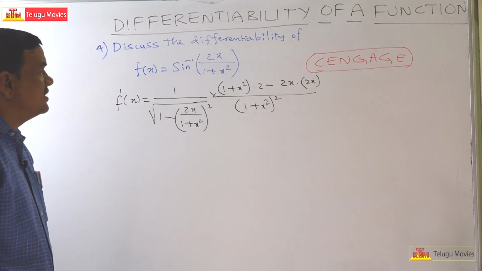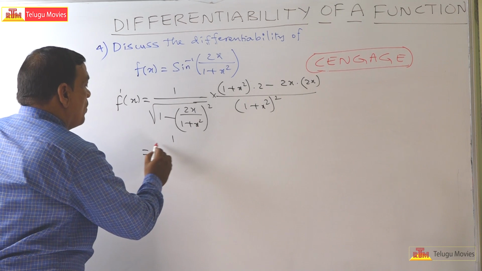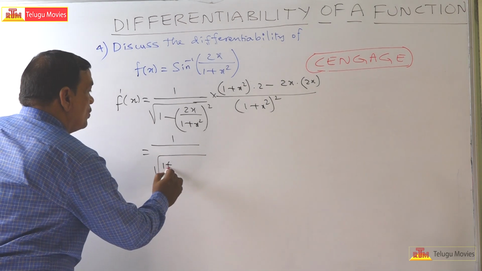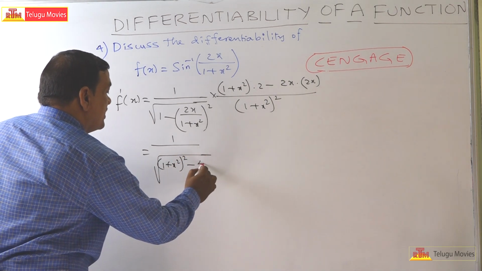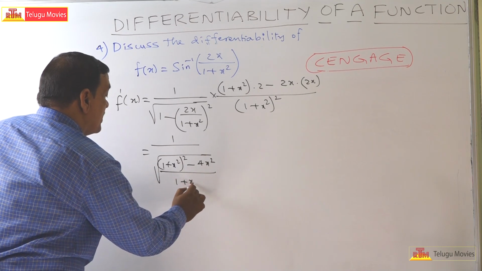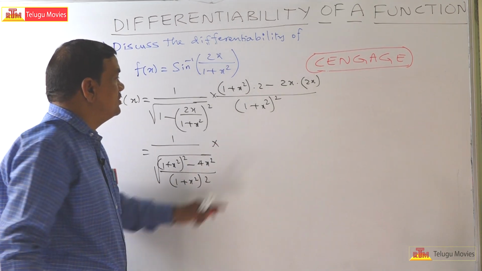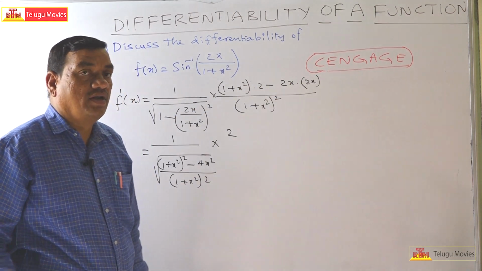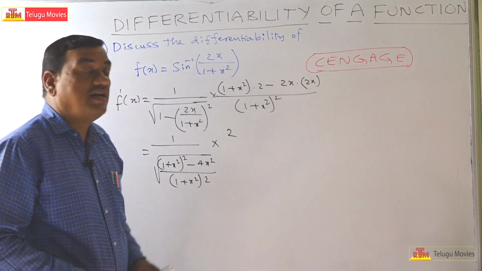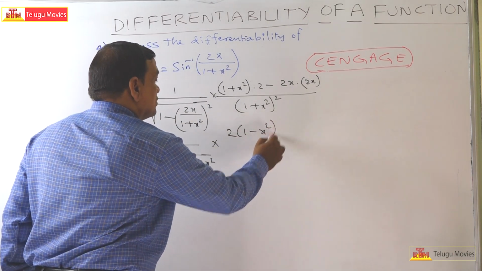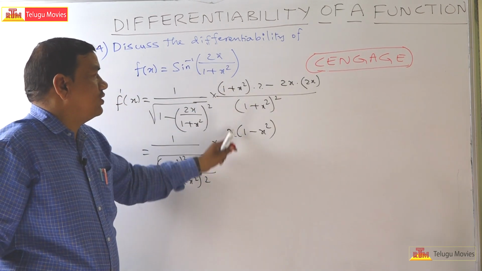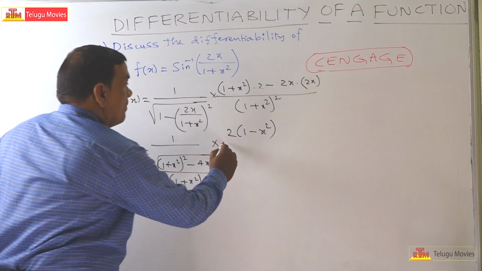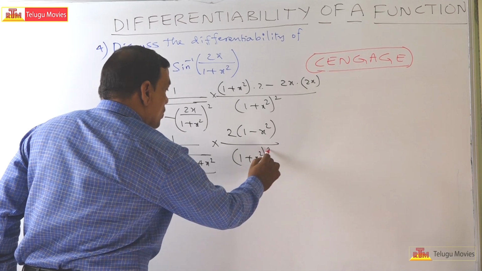Okay, now let us simplify this. If you take the LCM, this is equal to 1 upon root of 1 plus x squared whole squared minus 4x squared by 1 plus x squared whole squared. So this is equal to 2 into 1, 2, so this is 2 plus 2x squared minus 4x squared, that is 2 minus 2x squared, which is 2 into 1 minus x squared upon 1 plus x squared whole squared.